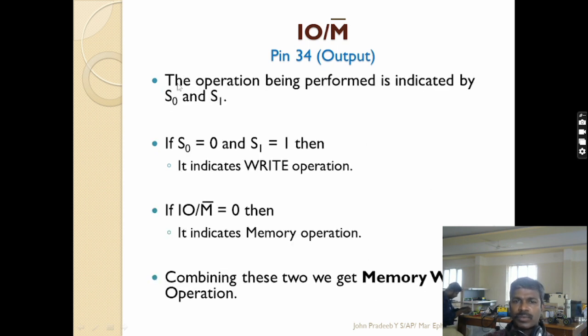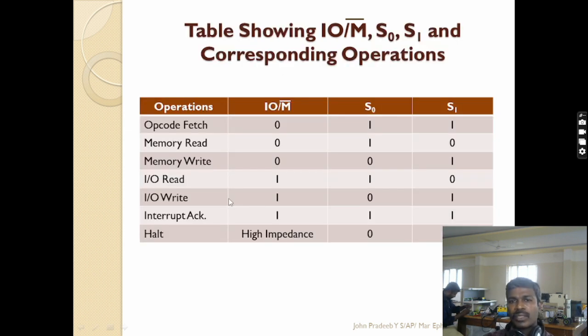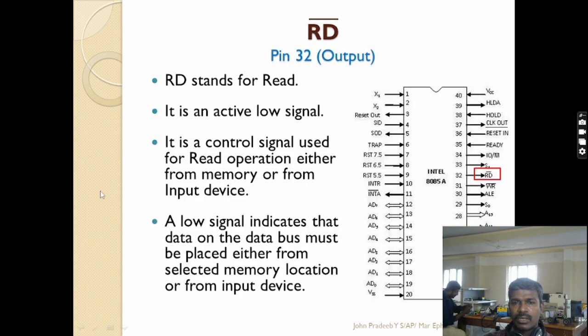The next operation being performed is indicated by S0 and S1. This combination is also used in the timing diagram. IO/M bar, S1, S0: 0, 1, 1 is opcode fetch; 0, 1, 0 is memory read; 0, 0, 1 is memory write; 1, 1, 0 means IO read; 1, 0, 1 means IO write; 1, 1, 1 means acknowledgement. For halt, IO/M bar can be anything, X, and 0, 0 means it is in the halt state.